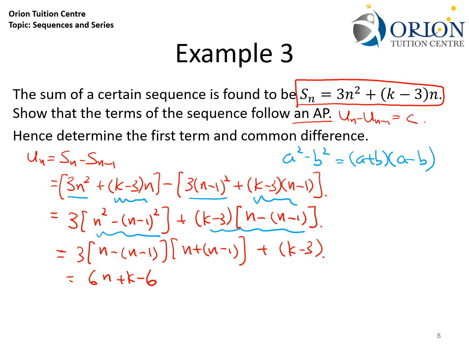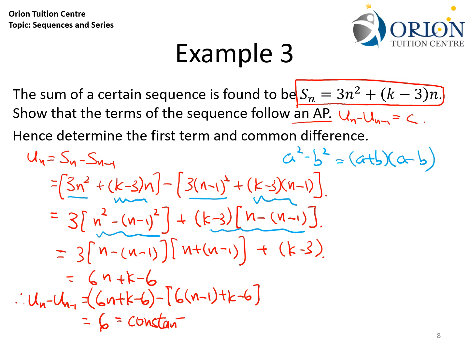Now that I have found Un, I will need to find out the difference between Un and Un minus 1. So Un minus Un minus 1 will be 6n plus k minus 6 minus 6 times n minus 1 plus k minus 6, which eventually will give us a 6. And since this is a constant, we know that Sn is from an AP.